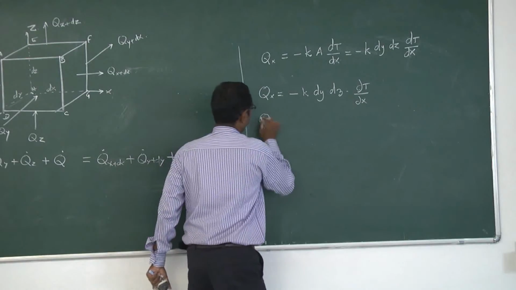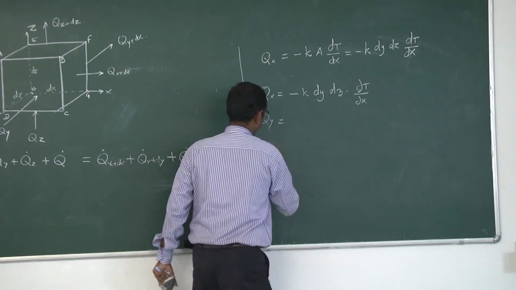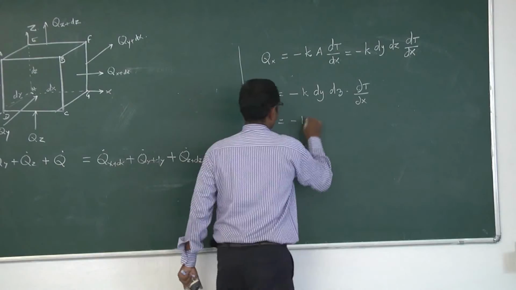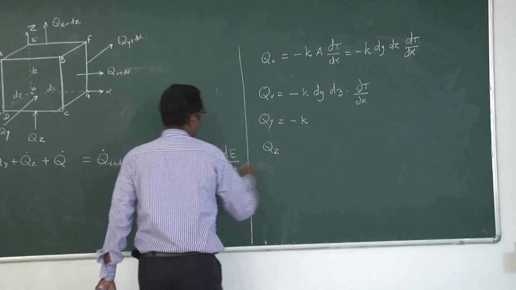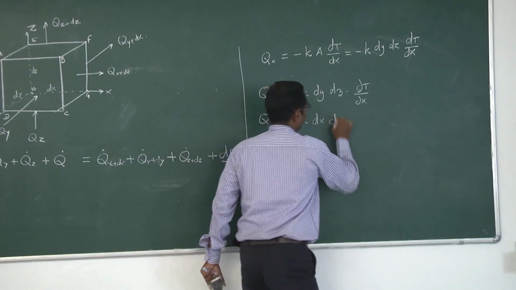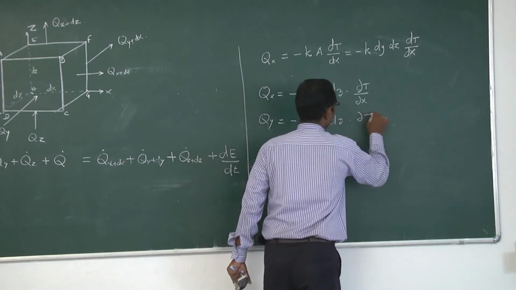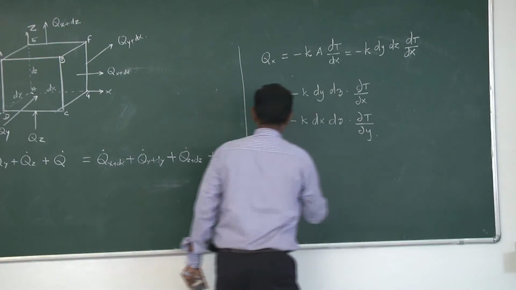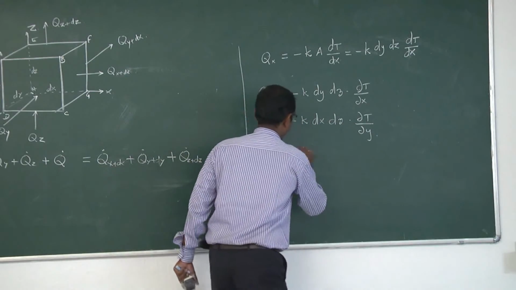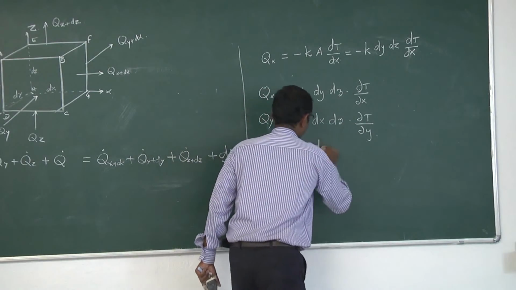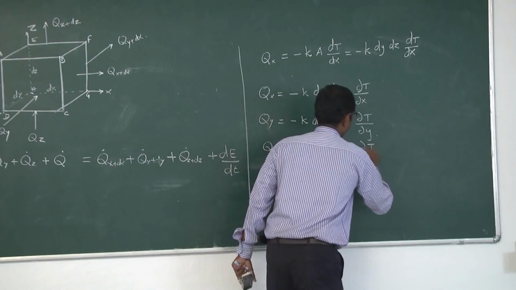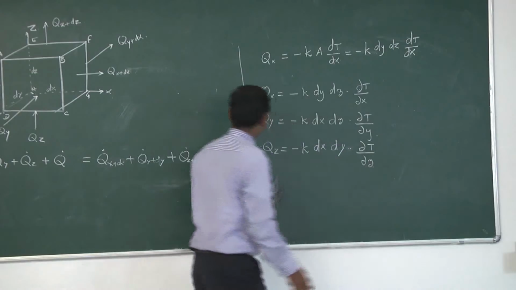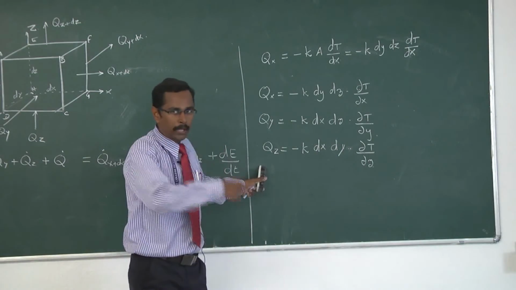Likewise, I have to write the values of Qy and Qz. So Qy is minus k into the surface area for the y direction, dx into dz, into dou T divided by dou y, and for the z direction Qz is minus k into dx into dy into dou T divided by dou z. These are all the amounts of heat conducted into the element.